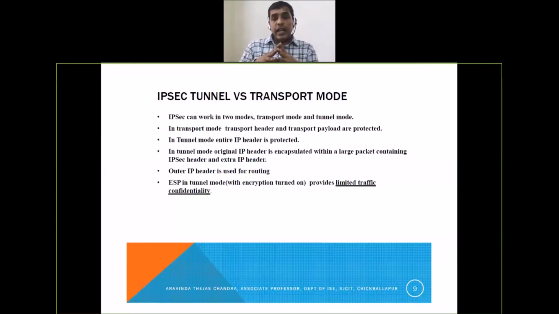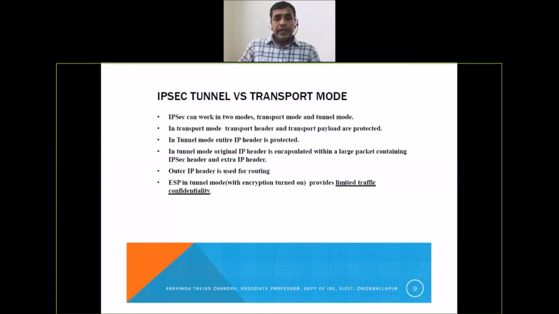Since the original IP header along with TCP and the payload is encrypted, you can't route the packets, because a router can't see the encrypted IP header. That's why a new IP header will be added in tunnel mode. So as I told you, the outer IP header is used for routing.